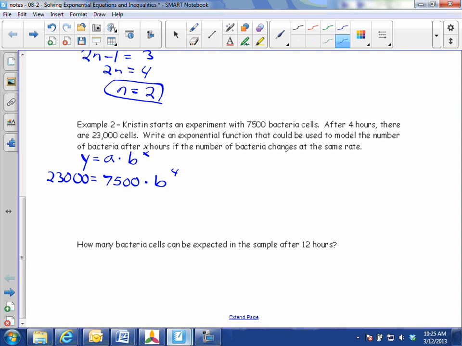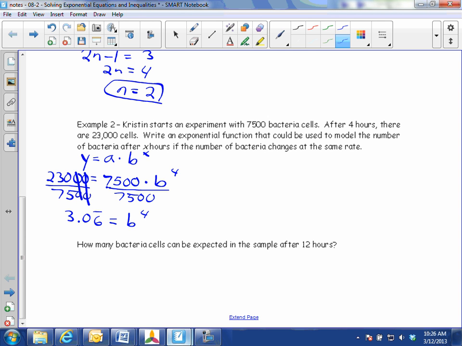Okay, I would first get rid of this guy. How do I get rid of the 7,500? Divide. And then what? I don't know what this is off the top of my head. Let's see. It's 3.06666. It's repeating. Okay, keep all those decimal places that I typed in there. Don't clear it. We'll put it back in there. It's 3.0666.